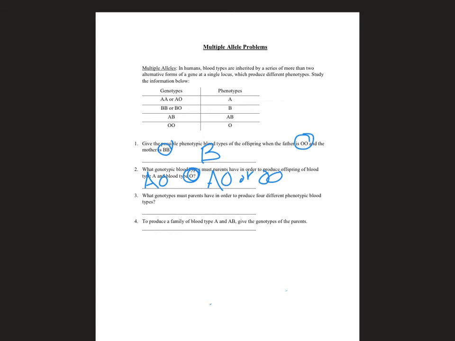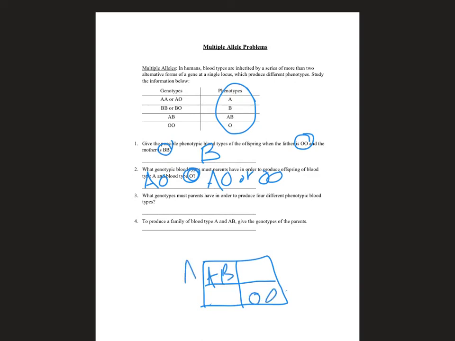What blood types must the parents be in order to produce 4 different phenotypic blood types? Well, there are only 4 different phenotypic blood types, A, B, AB, or O. So we've got our little Punnett square here. And I'm going to fill in the children. You know there has to be an AB and there has to be an O, correct?